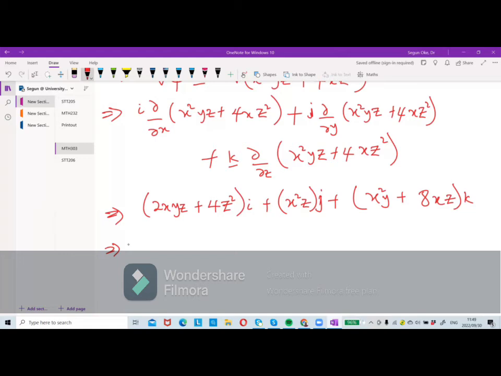If you substitute it very well, you are going to have 8i minus j minus 10k. That is at x equals 1, y equals minus 2, and z equals negative 1. So you have this.